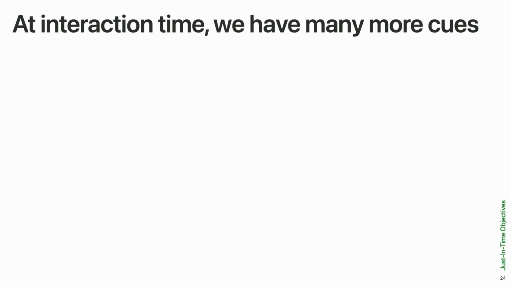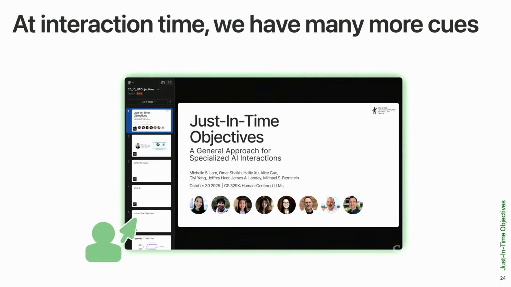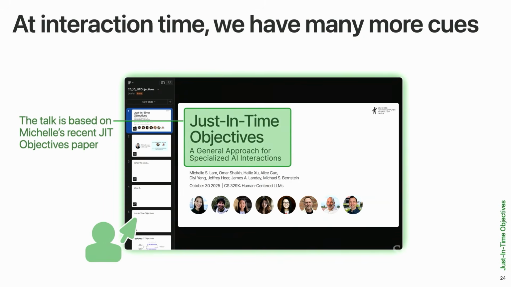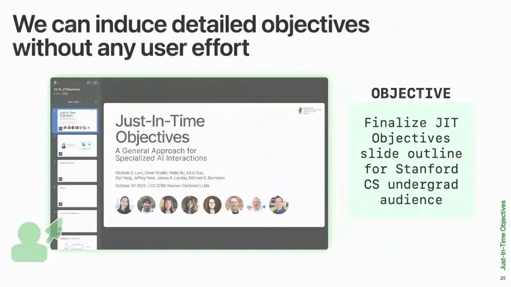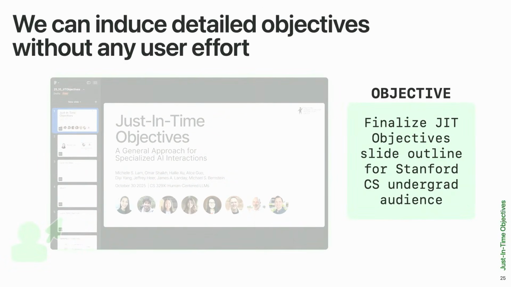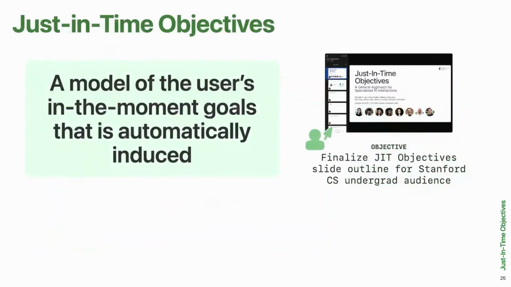So let's take a paper talk that I was working on. At interaction time, we can actually observe what a user like me was doing. So even from this one screenshot, we can tell things like which of these papers this talk was based on, that I likely need to finish the slide outline given that it's half done, and that this course that I'm speaking to is one that has many undergrads, such that we can infer a quite detailed objective like this for the system without any user effort.